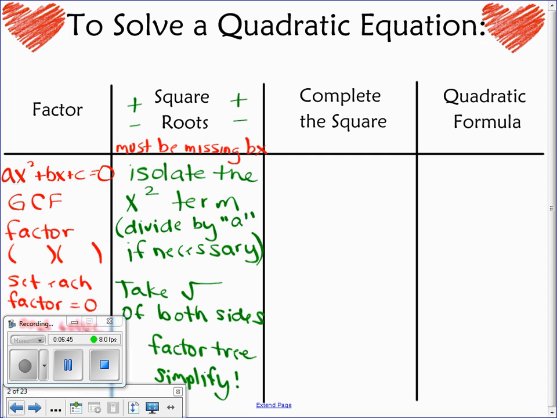I'll be honest, that's usually never my option. The State of Ohio says you have to learn it, so I'll teach you how to do it. After the test, if you never do it again, that's totally fine with me. I'll be honest with you. And then the quadratic formula, that one's used a lot.